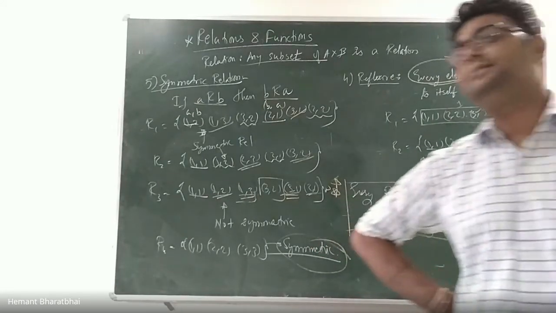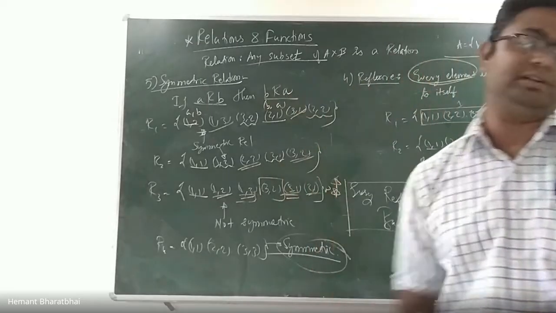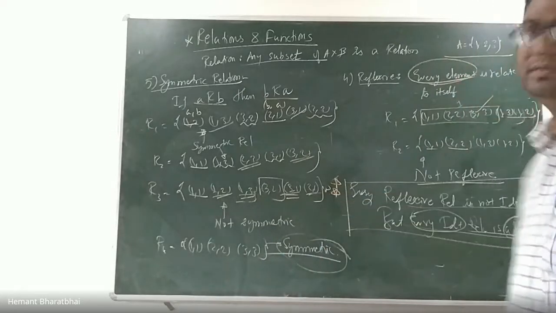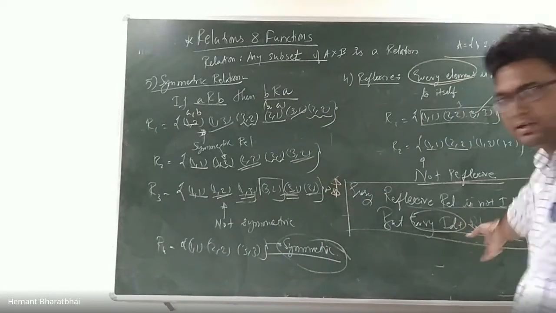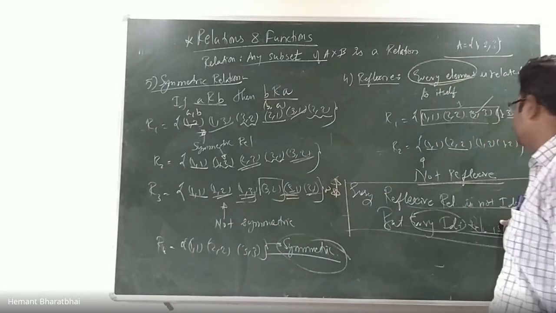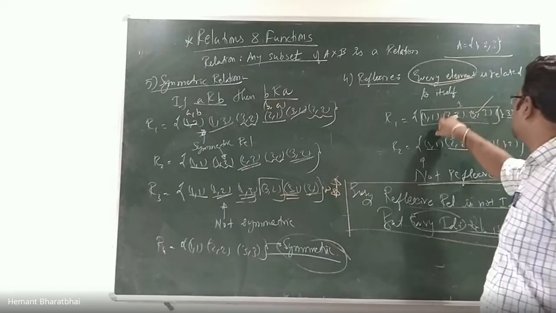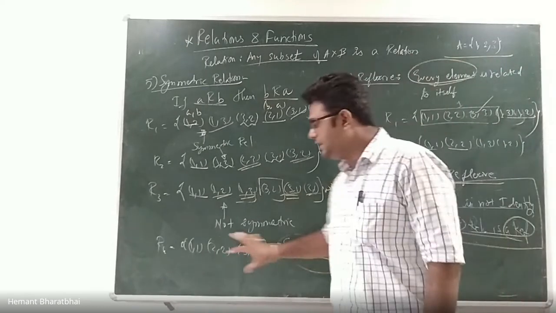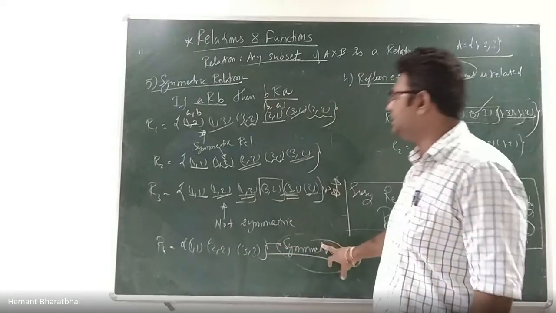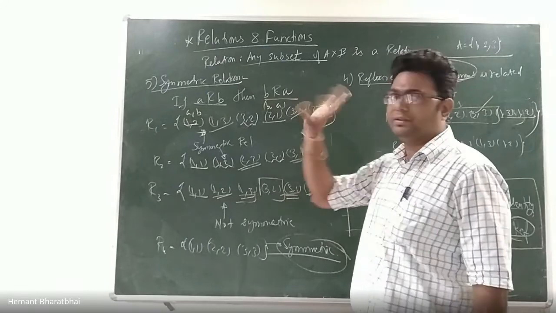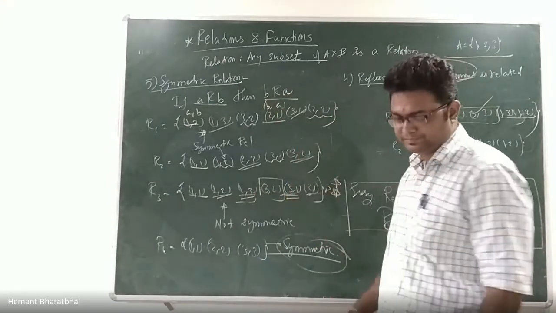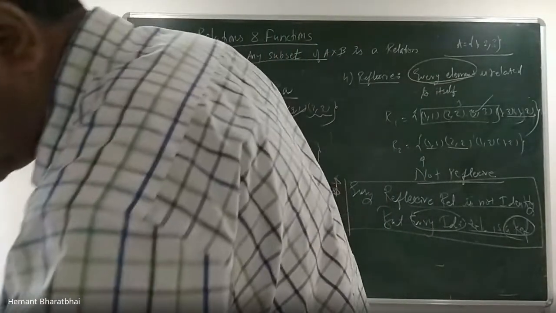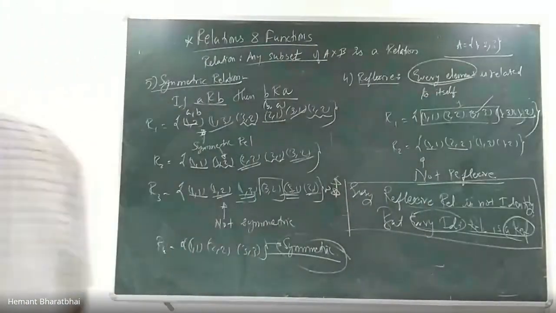But every symmetric relation is not an identity relation. But every identity relation is a symmetric relation. The same statement I said over here also: every identity relation is a reflexive relation, but every reflexive is not identity. Similarly, every identity relation is symmetric, but every symmetric is not identity. Okay? Clear? Next is an important one.